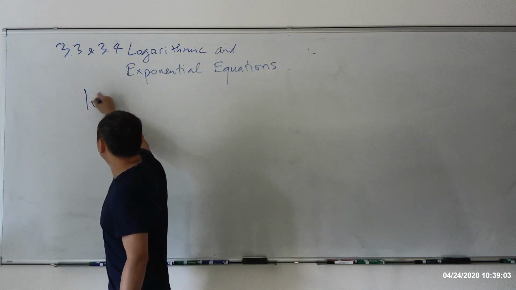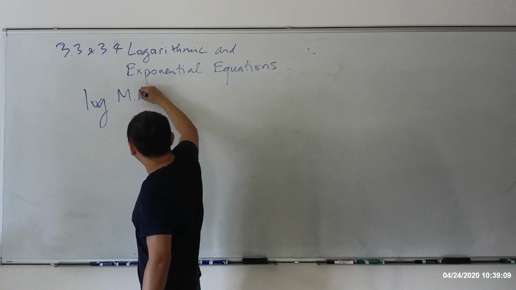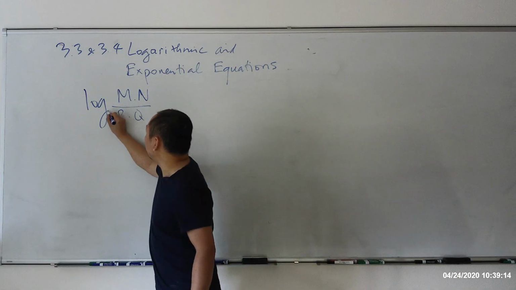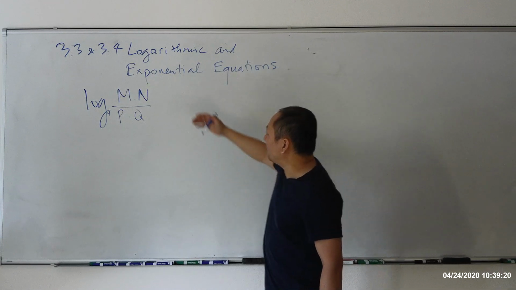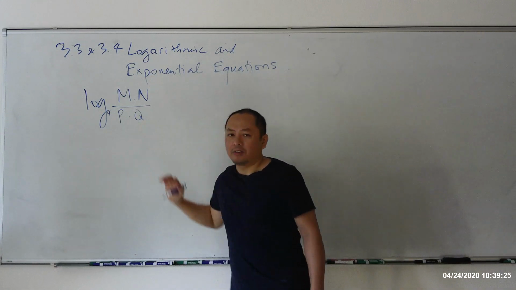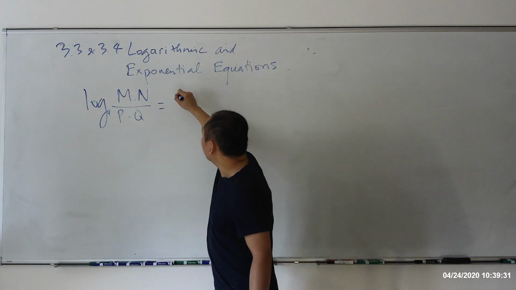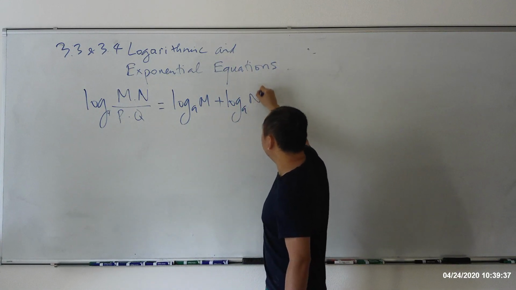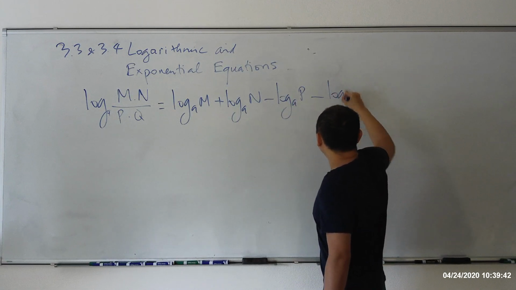So we have this one. If you have a log of some product, m times n over, say, p times q, as I mentioned before, log base any base a, and of course the base number is going to be positive and different from 1. Alright? If you have any factors on the numerator, you break it down, it's going to be plus. And if you have any factor on the denominator, it's going to be a minus in front. So this, broken out, becomes log base a of m plus log base a of n minus log base a of p minus log base a of q.